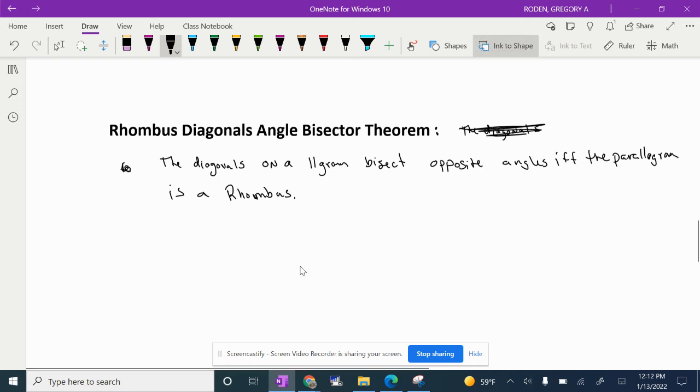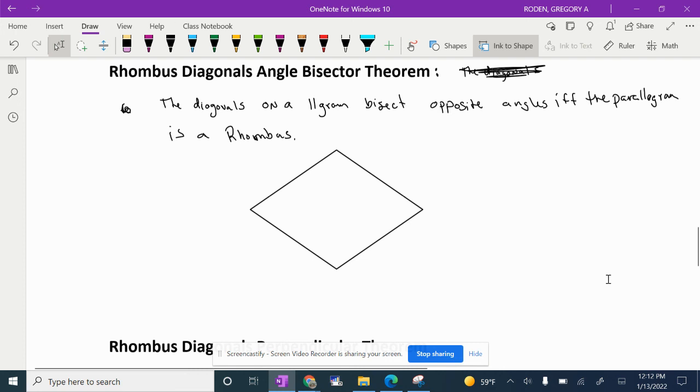Okay, so let's take a look at why that's true. So if I draw a rhombus, let me see if I can draw a rhombus here. Hopefully my ink to shape will help me out. Okay, here's a rhombus, and I'm trying to make it not look like a square. So this is a non-square rhombus, which is fine. So we'll call this A, B, C, and D. And what we want to show here is if this is a rhombus, then the diagonals bisect each other.